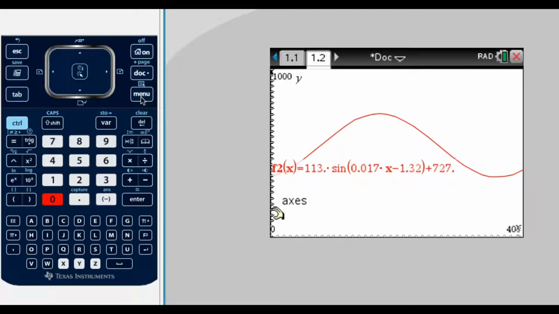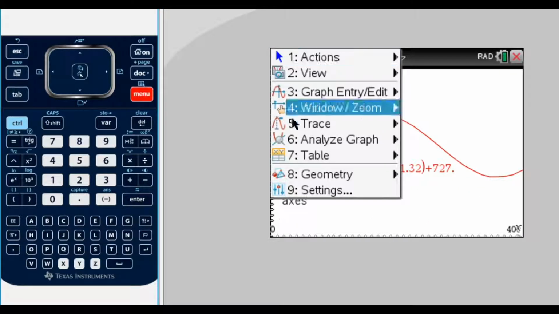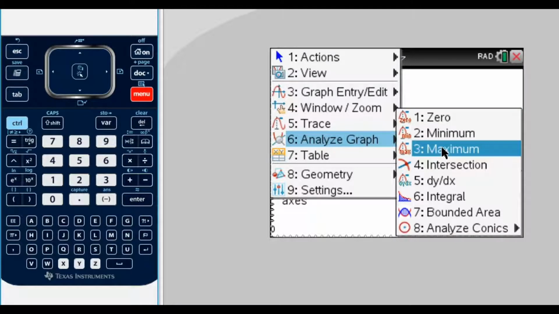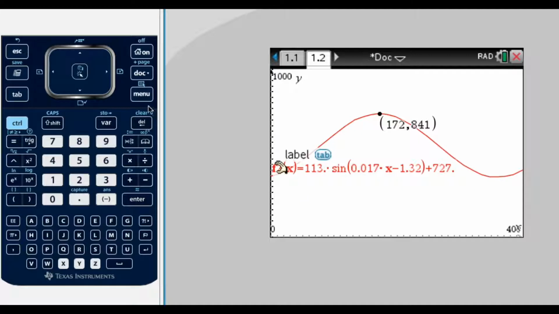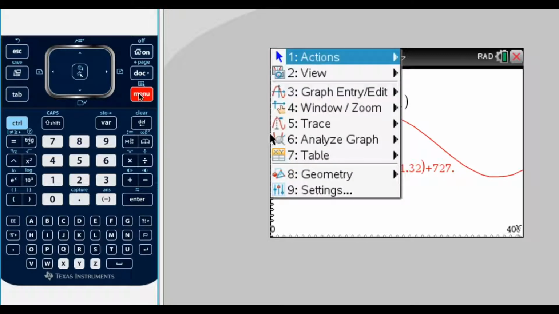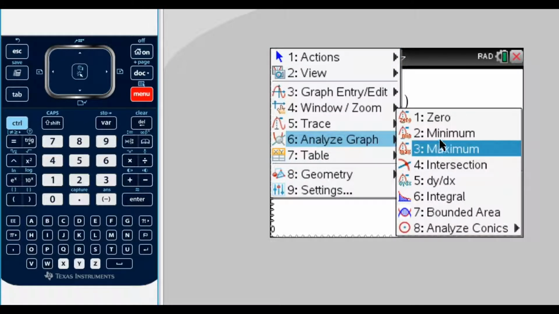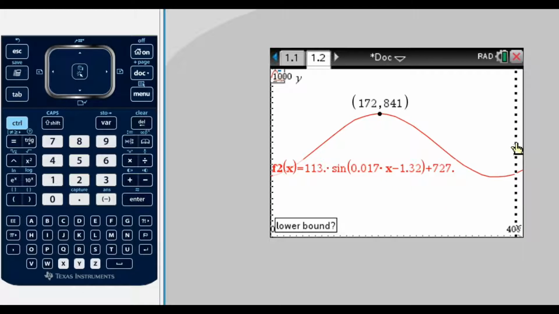You can see the maximum and the minimum really clearly with the window that we've established, and then we need to analyze the minimum, maximum of this graph. There you see the maximum is 172 for its day number, 841 minutes. The minimum is going to be over on the right hand side. Notice also I've done the range a little different. I did it backwards. It still worked. 359 is the day number and 614 is the minutes for the length of day.